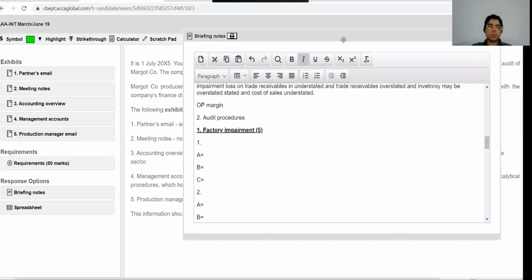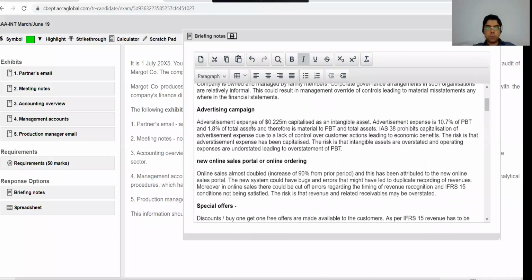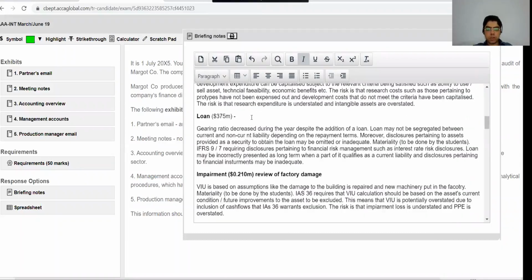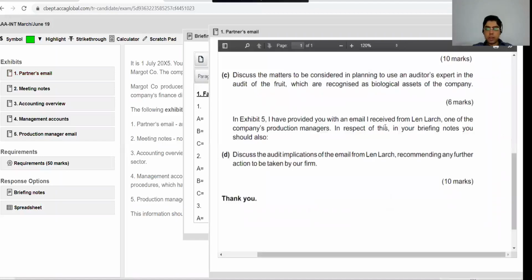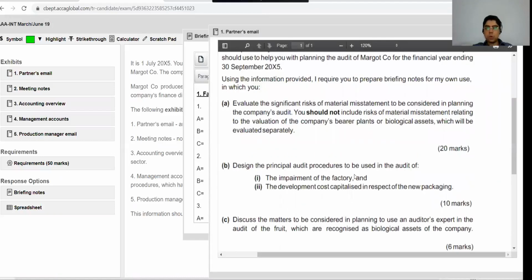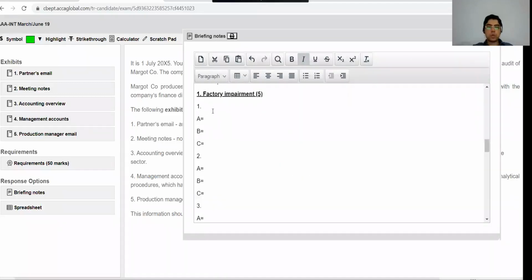In yesterday's class, we answered this full-fledged question on risks of material misstatement from the first question. Now, we will be doing the factory impairment: design the principal audit procedures to be used in the audit of impairment of the factory and development costs capitalized in the risk in respect of new packaging. So we're going to now talk about the audit procedures.